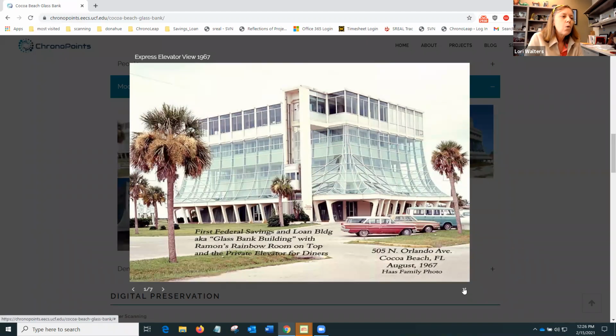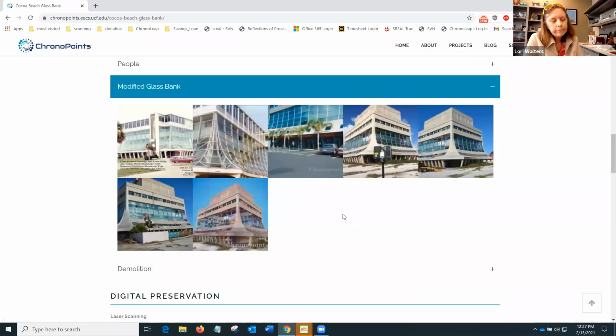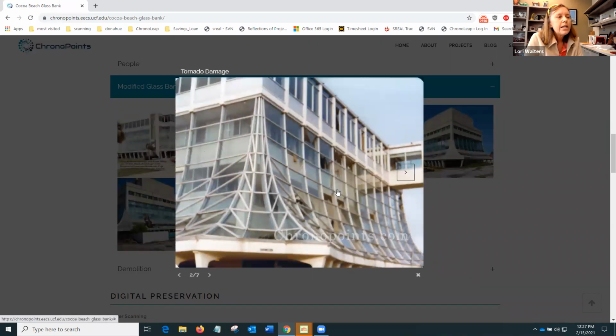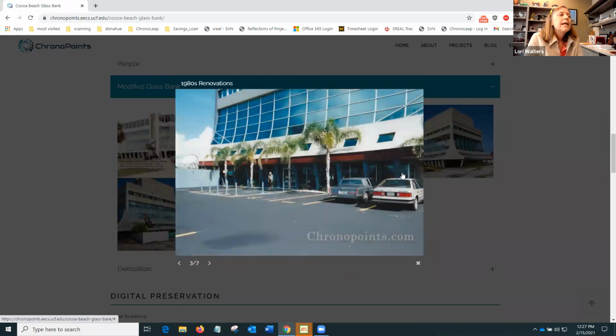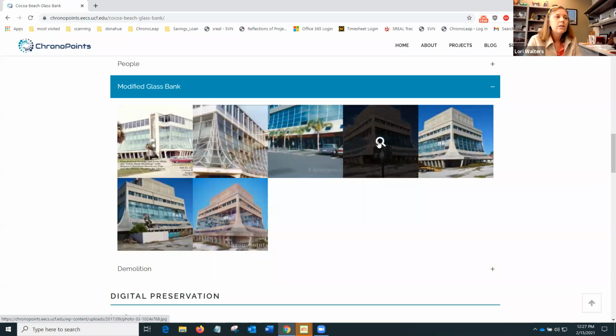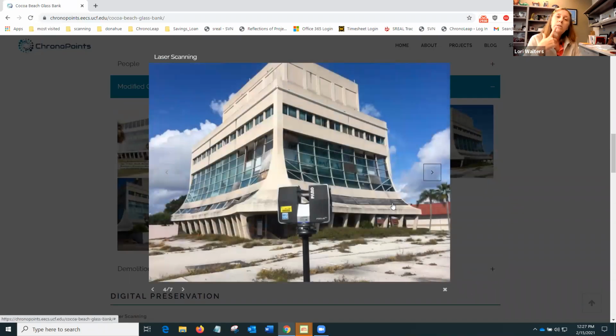But then they found over the years, there was a tornado, and here's some of the tornado damage to the glass bank. It blew out a number of windows and such. And then they found that over time, those windows were really a problem. It made it so hot in the bank, and they had so many leakage problems. What they elected to do in the early 1980s was a significant modification. And so they put concrete, literally concrete, over a number of these areas. And this is how the glass bank looked just prior to its demolition.